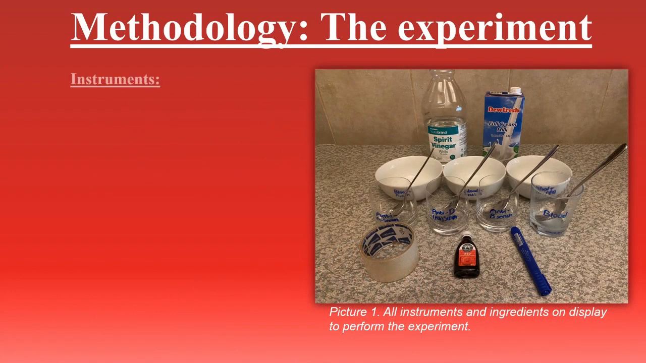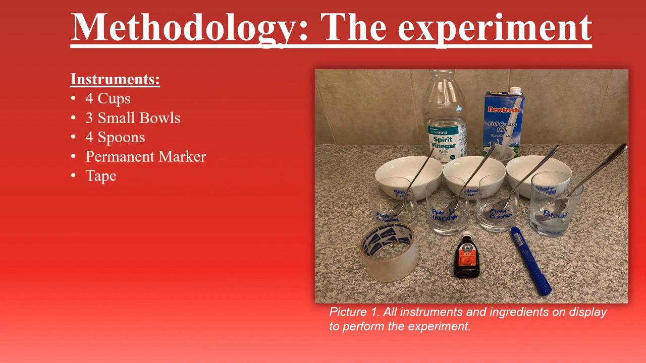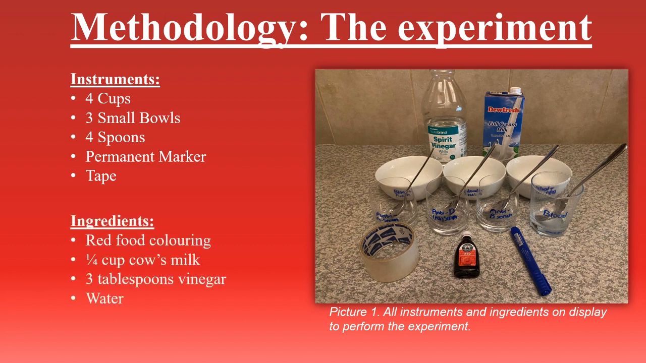The methodology of our experiment is as follows. The instruments you'll need are 4 cups, 3 small bowls, 4 spoons, 1 permanent marker and tape. The ingredients you'll need are red food coloring, a quarter cup of cow's milk, 3 tablespoons of vinegar and water.